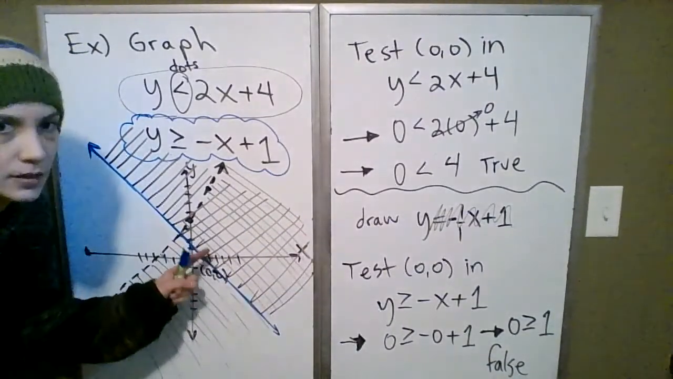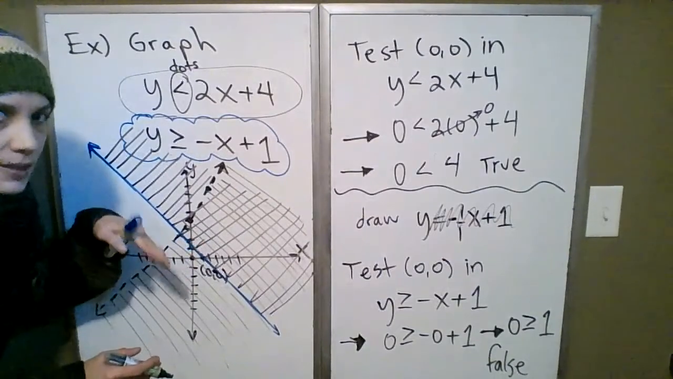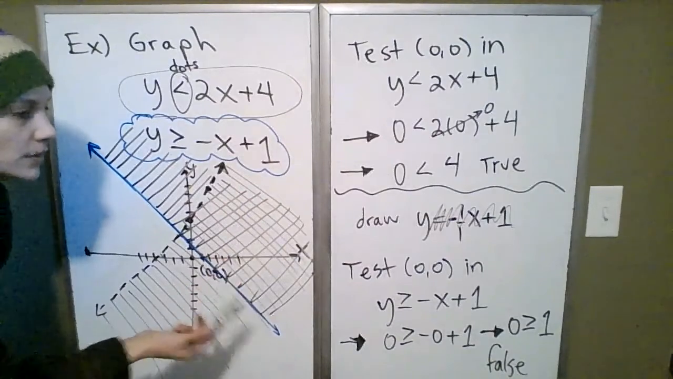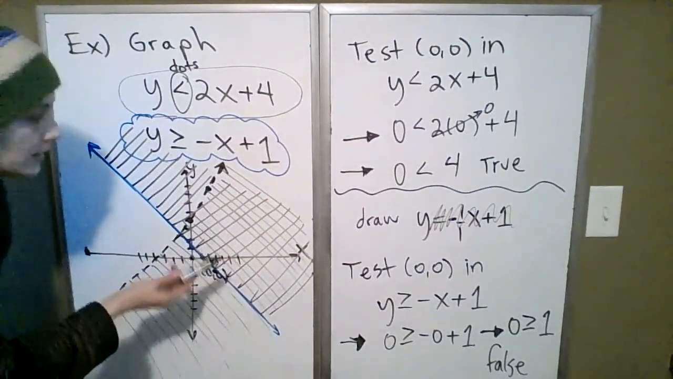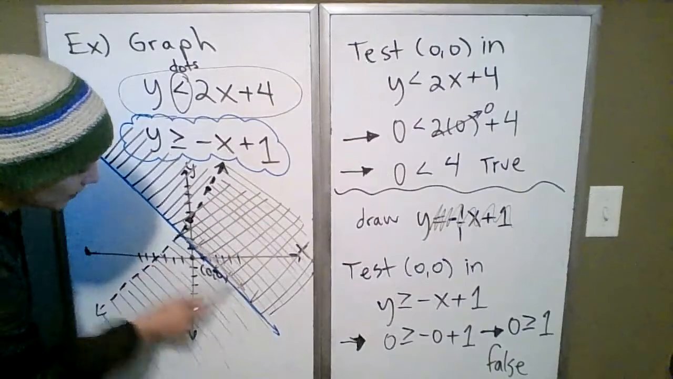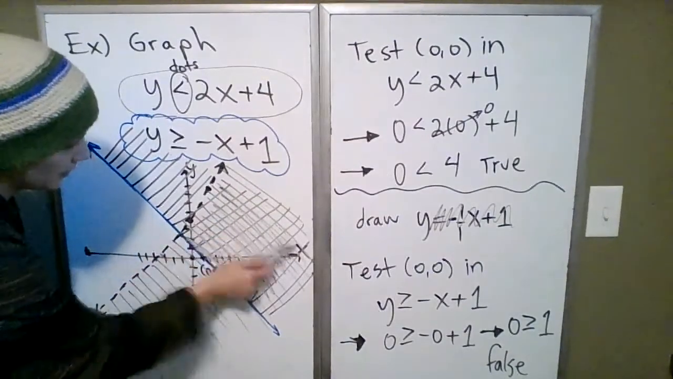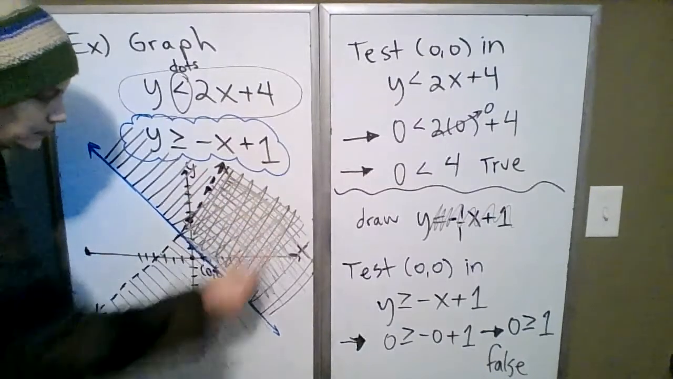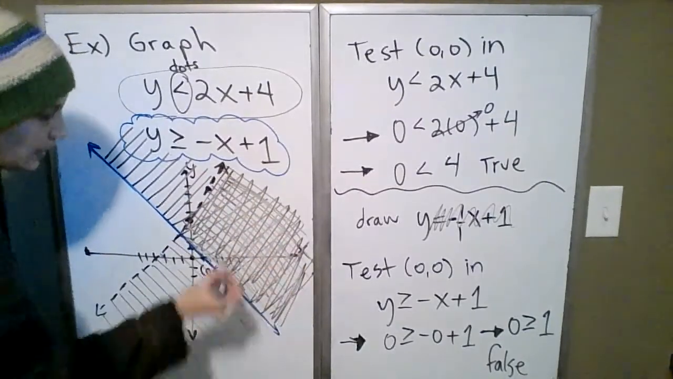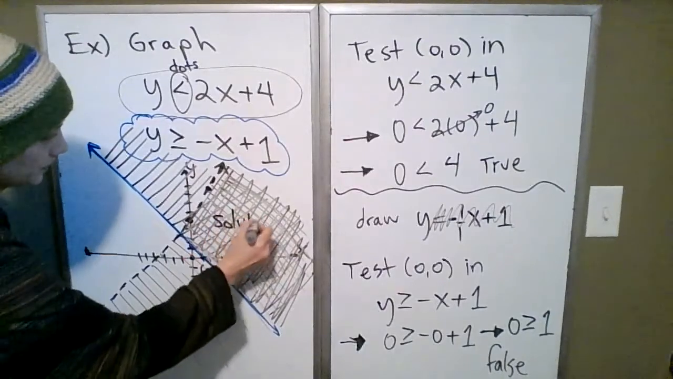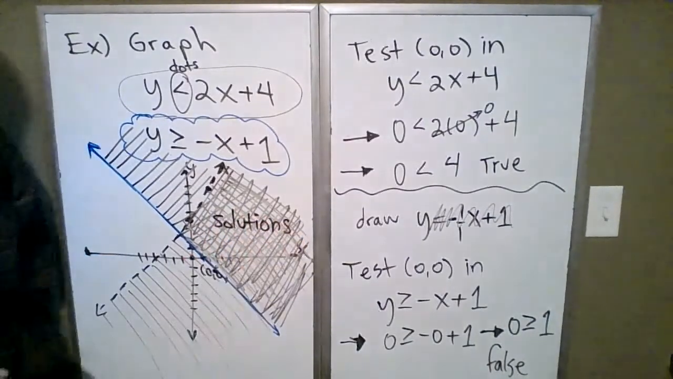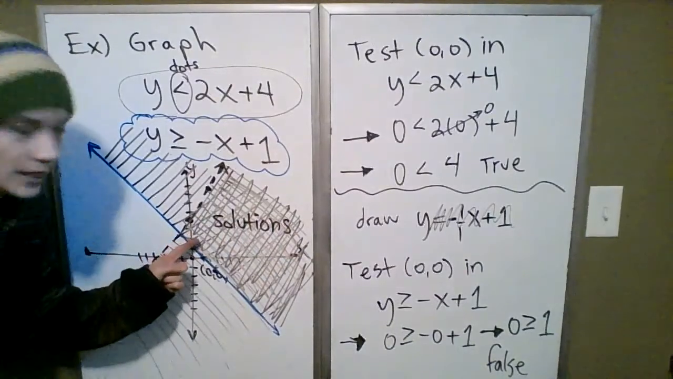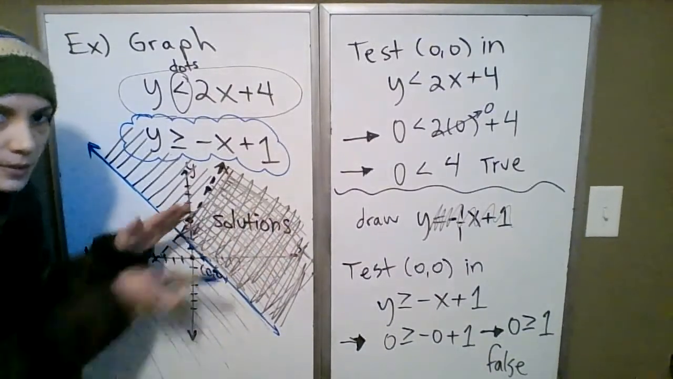And the part that's called cross-hatched, or where it overlaps this shading and that shading, that's the solution section. Usually you find a way to maybe extra shade it or highlight it. So I'm just going to do this way too. So that's the solution section, this little piece right here.